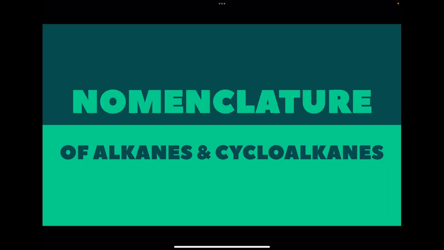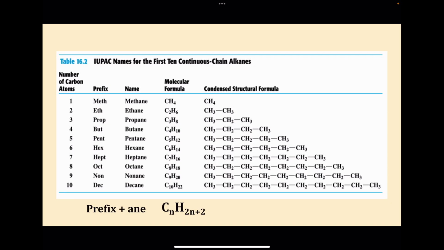Next, we move to the nomenclature of alkanes and cycloalkanes. How we name the compound of alkanes and cycloalkanes. Kita tengok dulu untuk alkanes. To name the alkanes, kita perlu ada dua ni. Prefix plus with A and E. Prefix name ni, ini merujuk kepada berapa bilangan karbon yang ada di dalam compound tersebut.